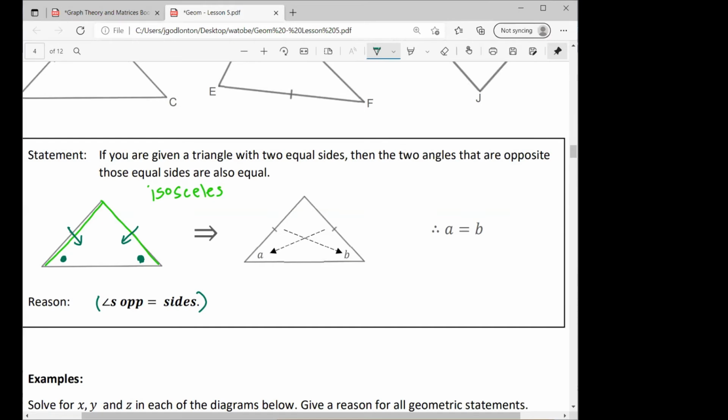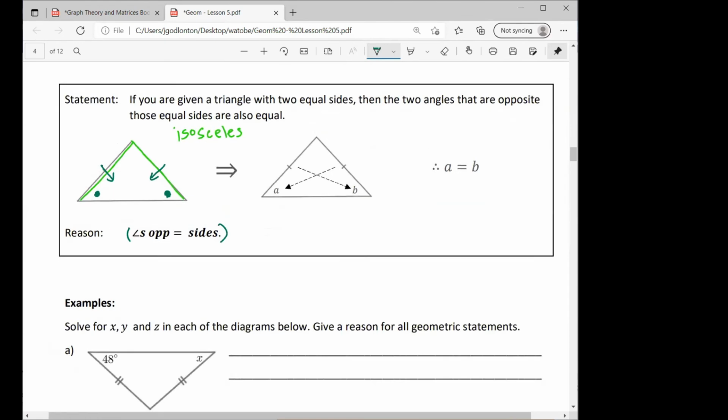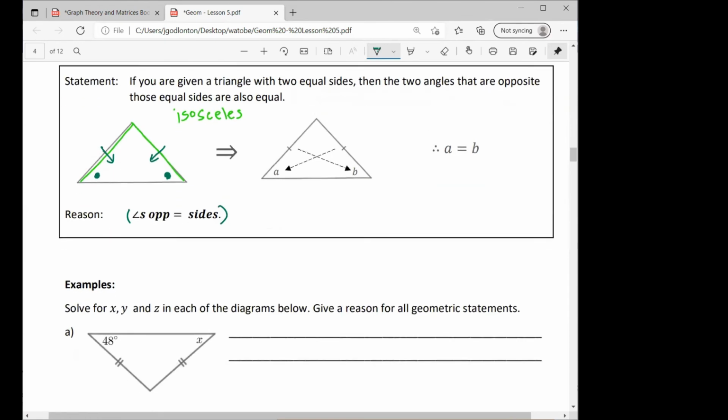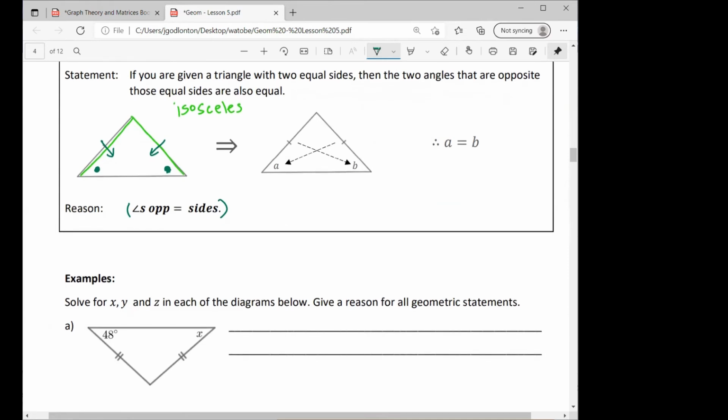Okay, let's try a question. So again, this is the first one of this new rule. So I'm going to do it for you, and then I'm going to let you try the second one. So if you have a highlighter, sometimes that helps in a test. Otherwise, just remember those are your arrows, and they tell you which ones are equal. So it's saying that this angle is equal to that angle. So I can jump straight into saying x equals 48 degrees, angles opposite equal sides.